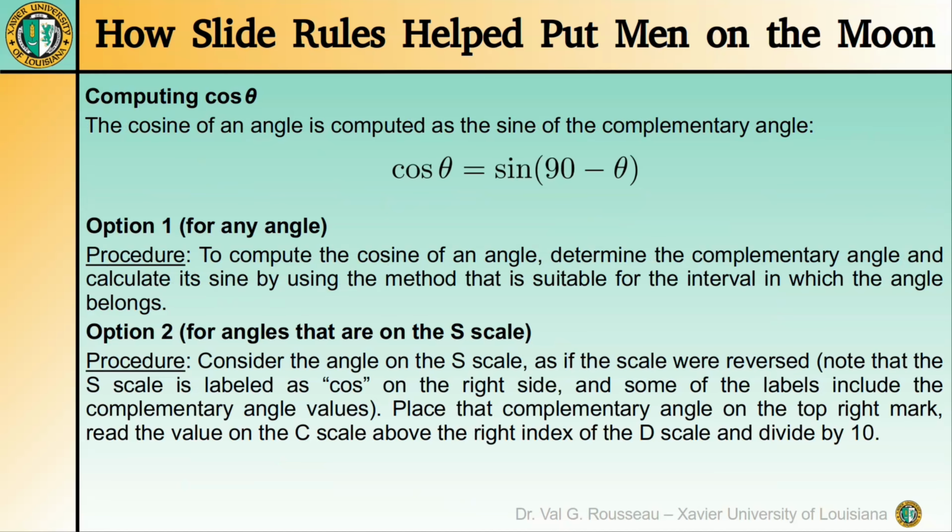So, we place the angle as measured from the right index over the top right mark, read the value on the C scale above the right index on the D scale, and divide by 10.